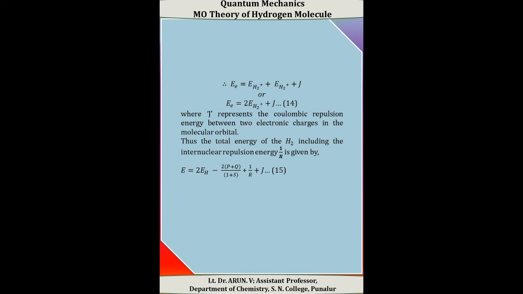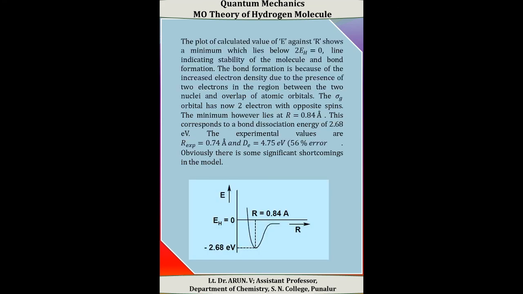Thus the total energy of the hydrogen molecule includes the internuclear repulsion term. By adding the internuclear repulsion term 1 by R to equation 14, we get the total energy E equal to 2E_H plus 2 into (P plus Q) divided by (1 plus S), plus 1 by R plus J. If we plot the value of E against R, there is a minimum which lies below 2E_H, that is equal to 0. This indicates the stability of the molecule and bond formation. This is shown in the figure.